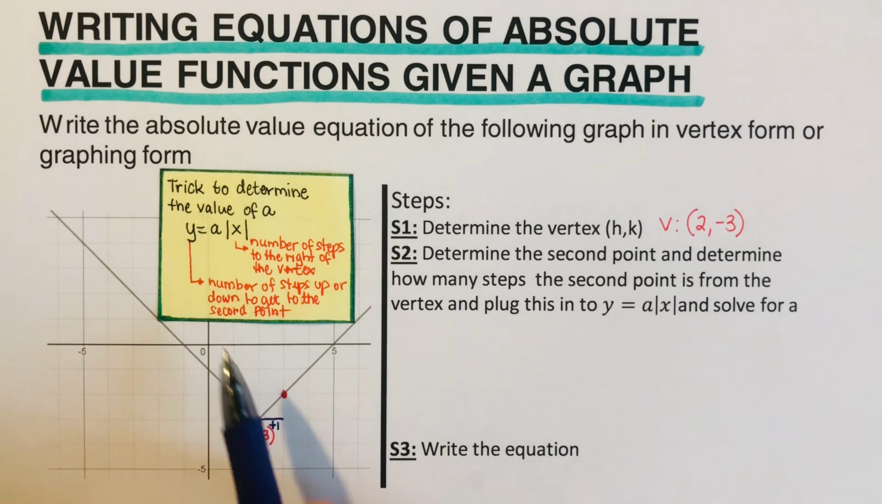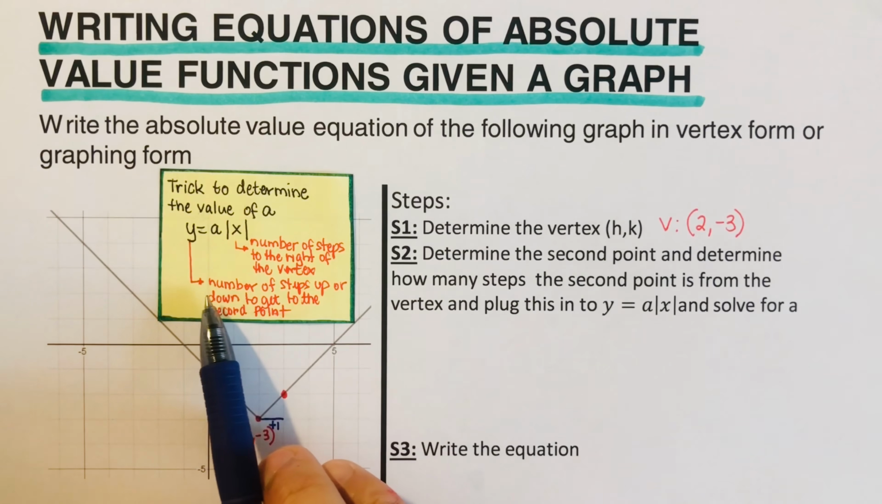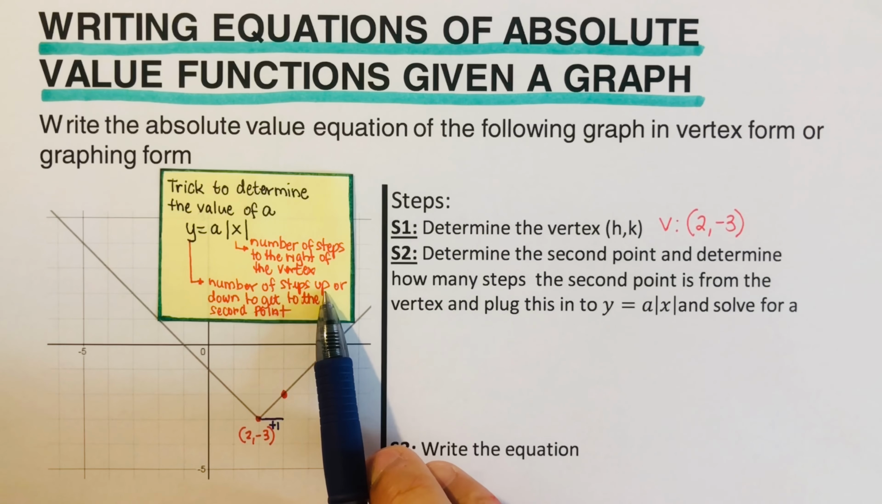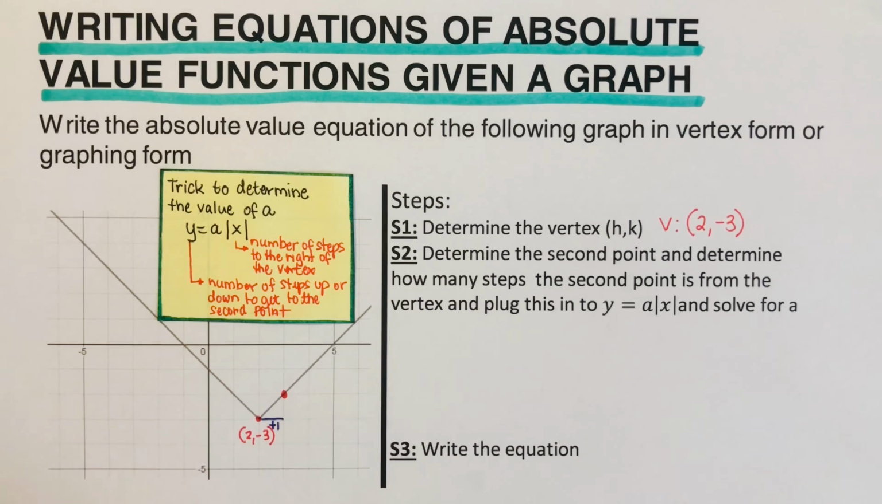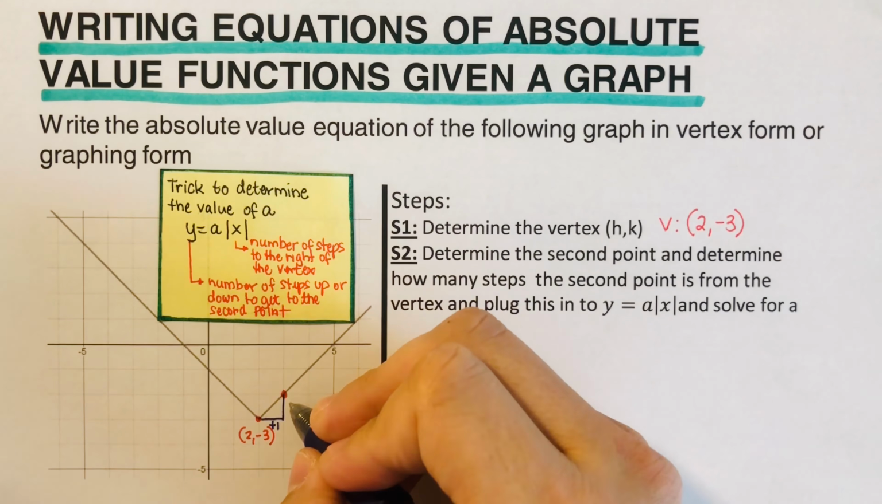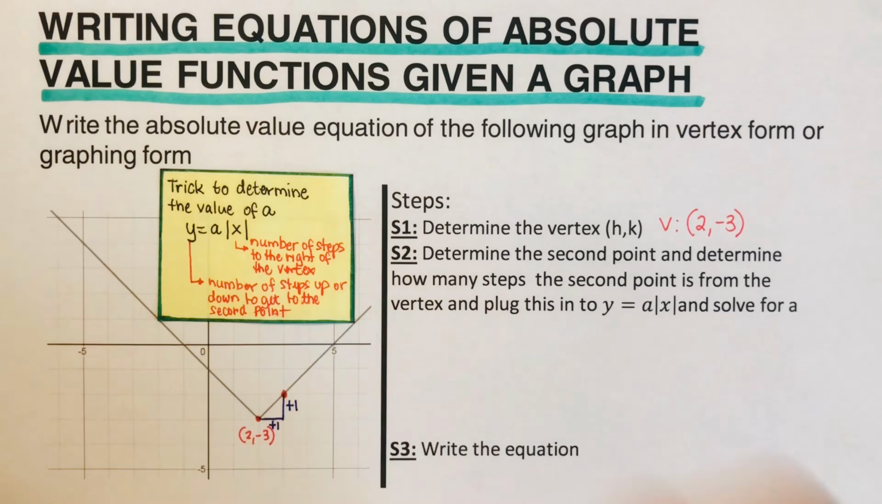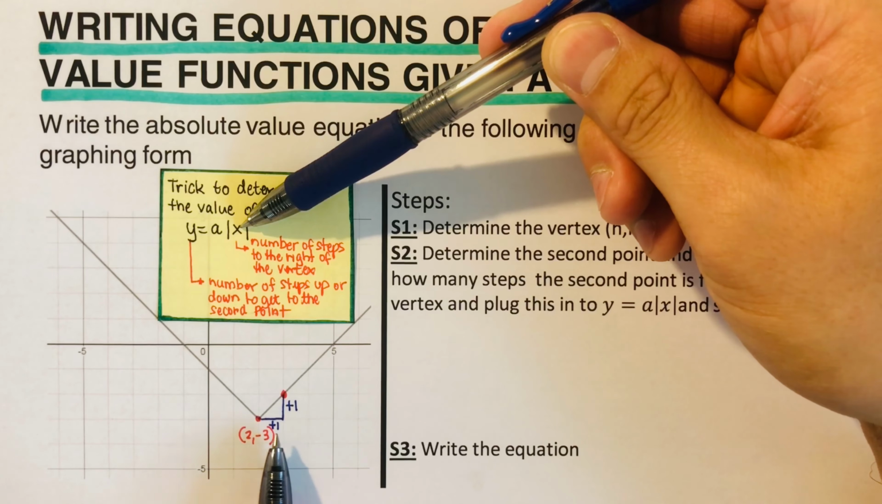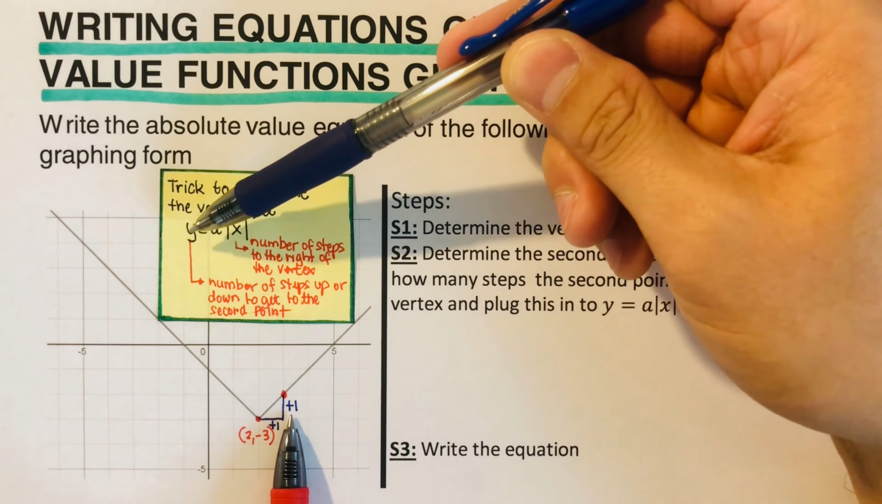And then to find the y, the y refers to the number of steps that we go either up or down to get to the second point. So we go up 1, so this is another plus 1. These are the numbers that we put in here. The number where we went to the right will go to the x, and the number that we went up will go to the y.